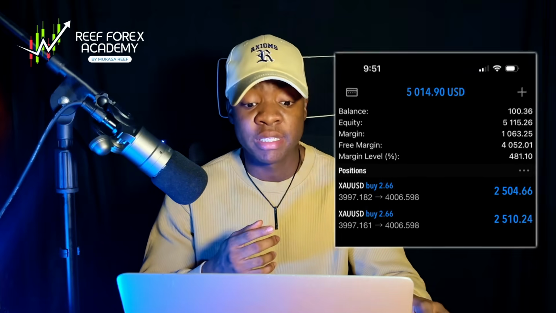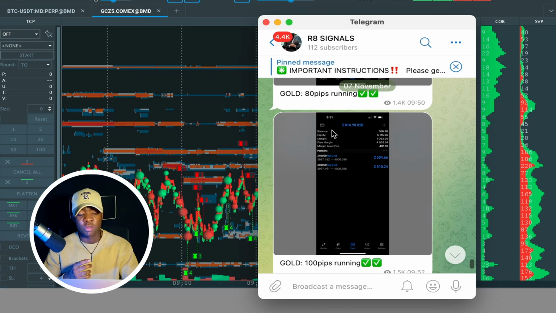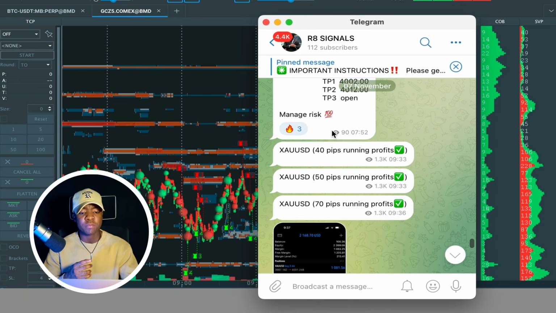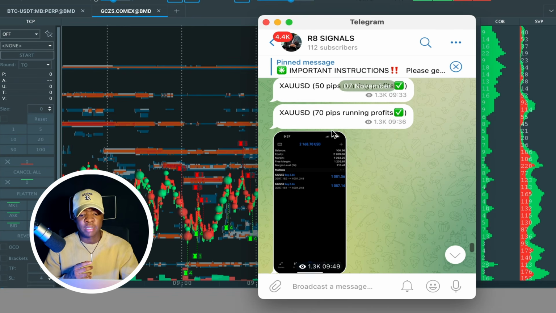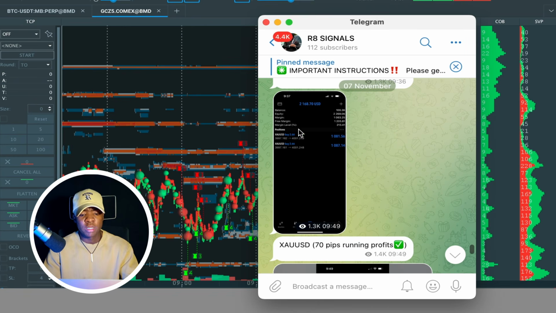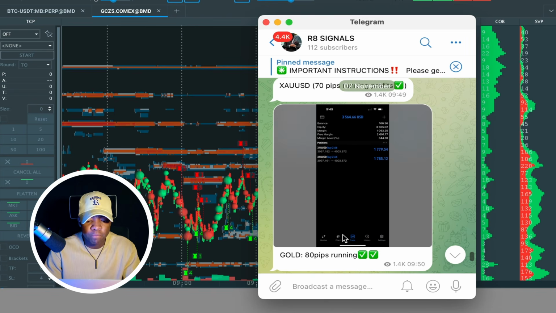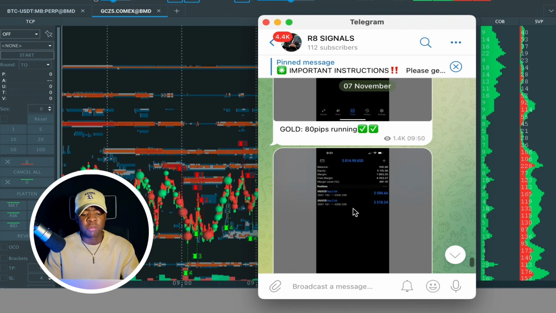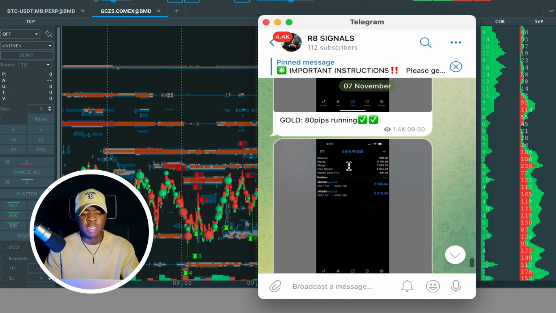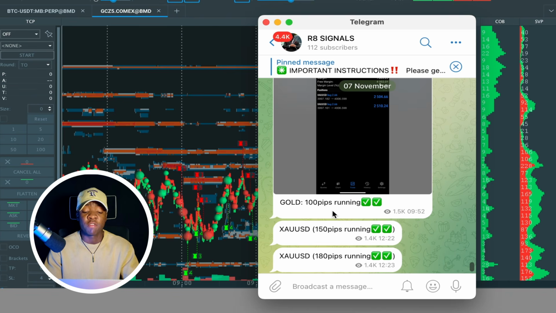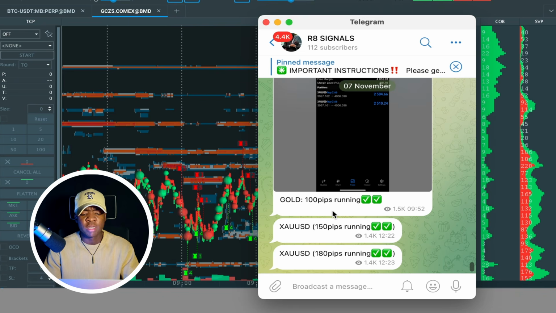I kept on sharing the updates in my Signal channel as the trade kept on moving, as you can see right here. We had $100. At first the trade was up $2,000 at around 70 pips. The trade kept on moving, and at around 80 pips we were up $3,500, and at around 100 pips we were up $5,000.